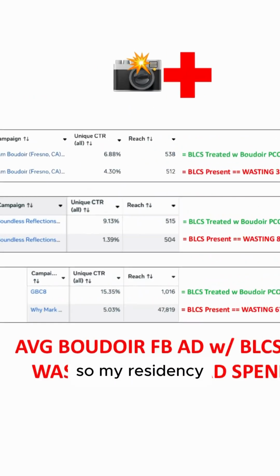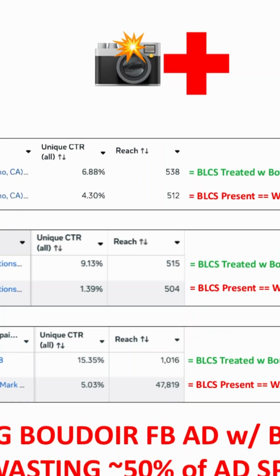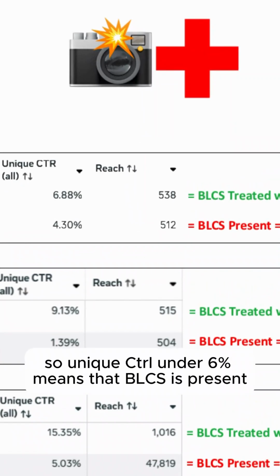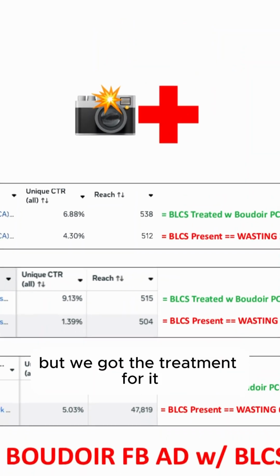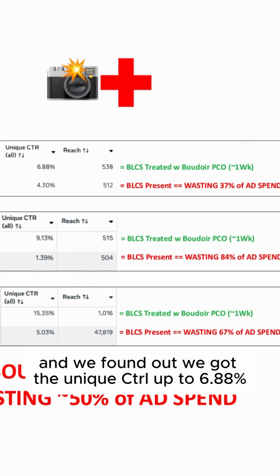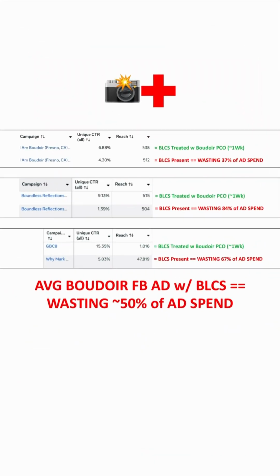So my residency went and found some Boudoir Facebook ads out there. Brought the first one back to the hospital, tested it, found out its unique CTR is 4.3%. So unique CTR under 6% means that BLCS is present, Boudoir low click syndrome. But we got the treatment for it. We did treat it with Boudoir Pico, it takes about a week. And we found out we got the unique CTR up to 6.88%.